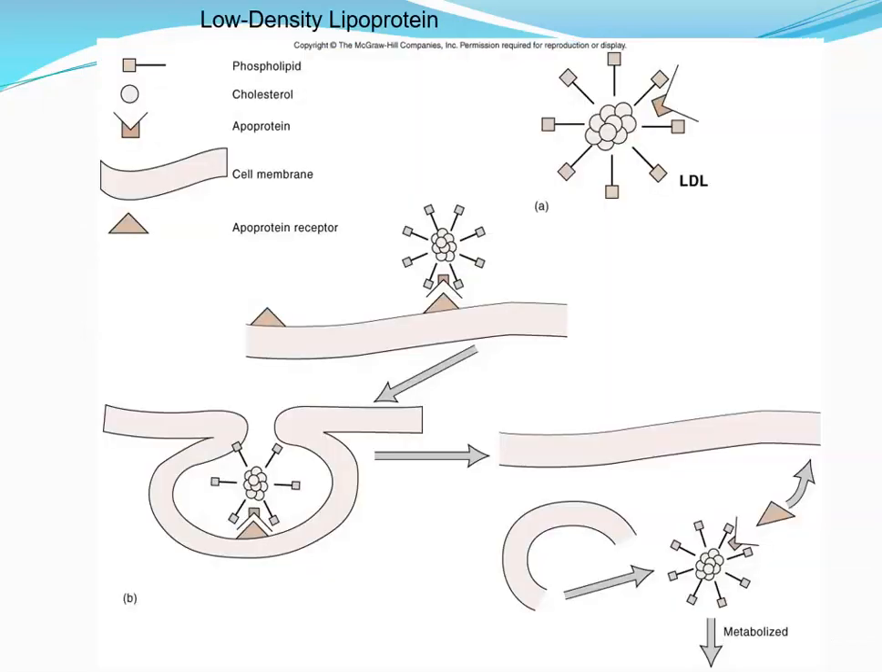This is showing the process. The cholesterol is represented by these small circles. Over here we see an LDL, a cluster of cholesterol surrounded by phospholipids, and this is the apoprotein portion. Here is the membrane of a cell that needs cholesterol. It will have receptors for that apoprotein. So this LDL will bind to the receptor, the cell will take in that LDL and then metabolize it and break it down, getting the cholesterol it needs.